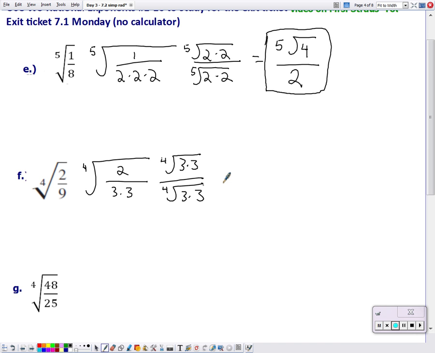So the denominator will just become 3, and the numerator will be the fourth root of 2 times 3 times 3, which is 18.